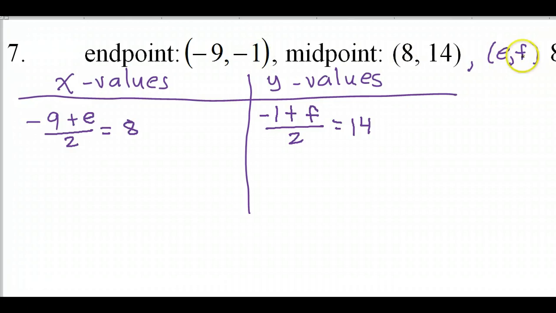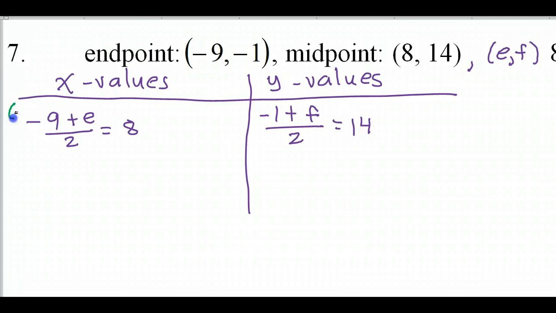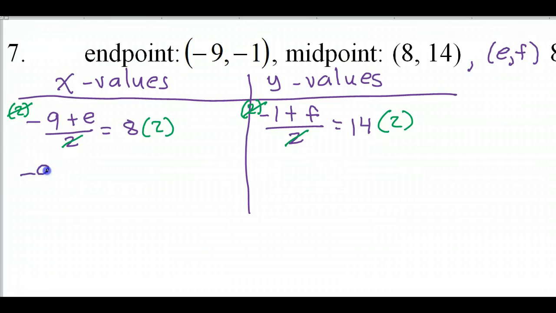So the average of the y's should equal the y value. So it's just a matter of solving these two equations. The easiest way to do that is to multiply both sides by 2. Same thing over here. Multiply by 2. That way these 2's will cancel each other out. These 2's will also cancel each other out. So that is going to leave me with -9 plus e is equal to 16. Over here, that's going to leave me with -1 plus f is equal to 28.